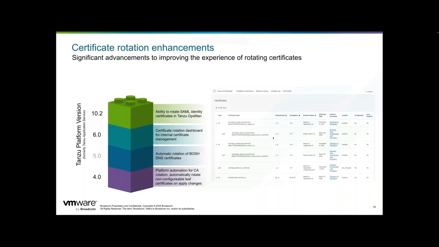What's next? So we talked about certificate rotations, and if you've seen some of my past articles or past conversations, we've done a lot around making the life of the platform engineer better around certificate rotations. Starting way back in 4.0, you had Platform Automation Toolkit pick up CA rotation. You had the ability to automatically rotate the non-configurable leaf certs on apply changes in Ops Manager, which is really nice. That was the most frequently expiring certificate across the board. And I've run that multiple times in my foundations to rotate those certificates.